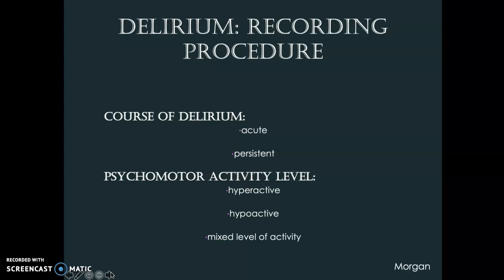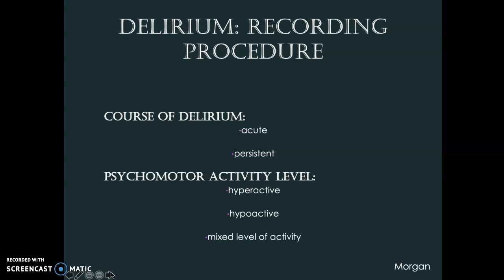There's no normal level, but activity rapidly fluctuates. The DSM-5 mentioned that individuals with delirium usually rapidly switch between hyper and hypoactive states. So that's what it means by mixed level of activity.